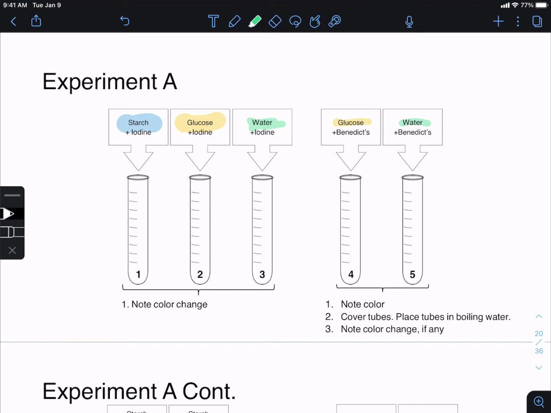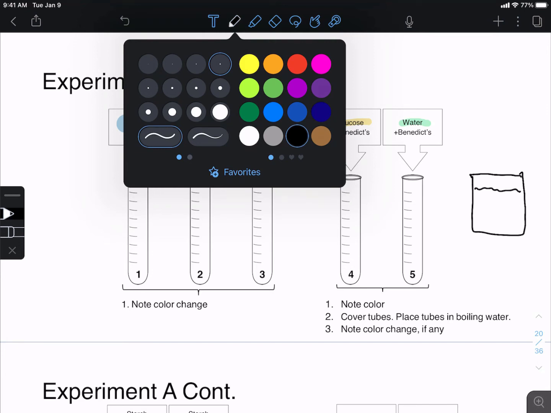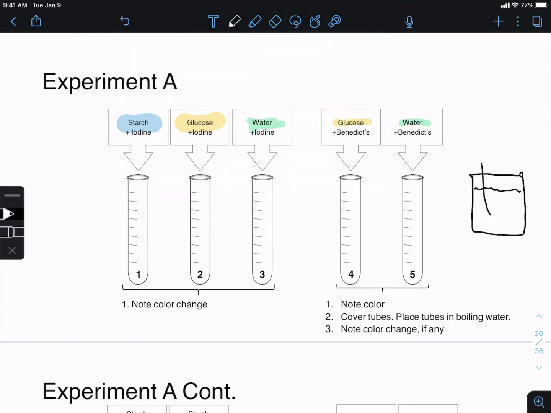Benedict's has to be boiled, so you're going to cover the tubes and place them into a beaker of boiling water. Please make sure you actually put them into your beaker. So here's my beaker. You're going to wrap the tubes up, and set the tubes into the water like so. If you have it wrapped up, if it tips a little bit, it should be okay.